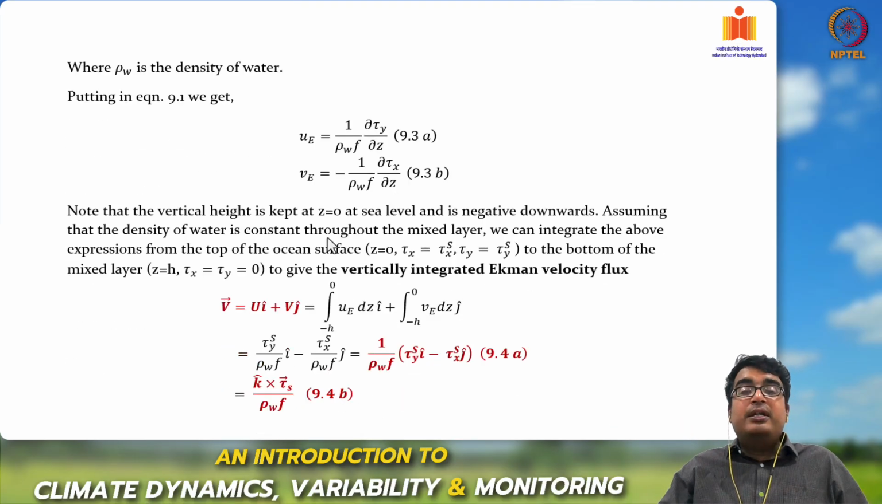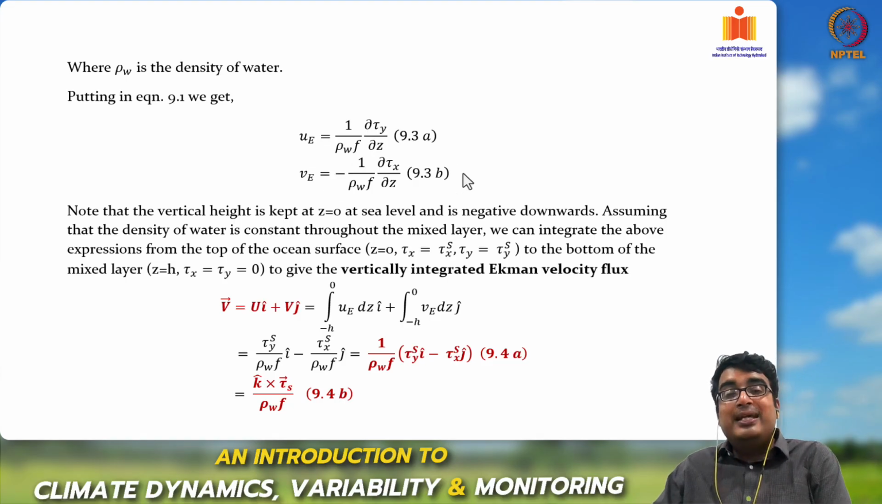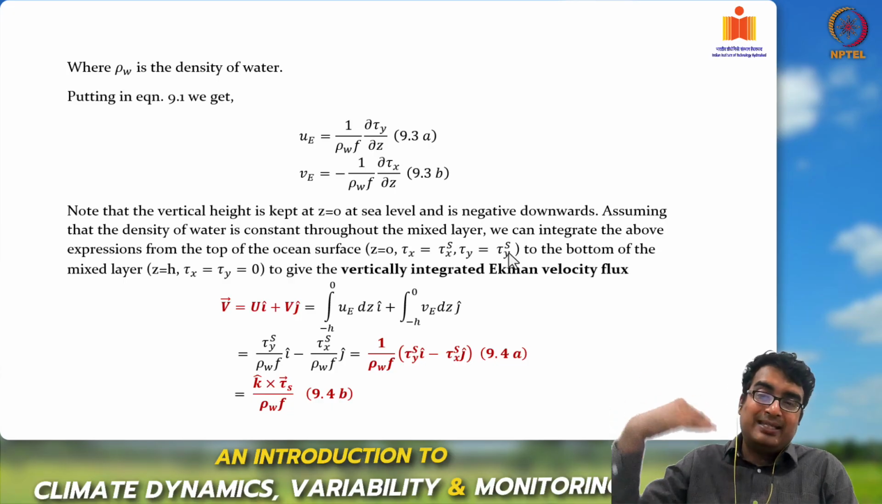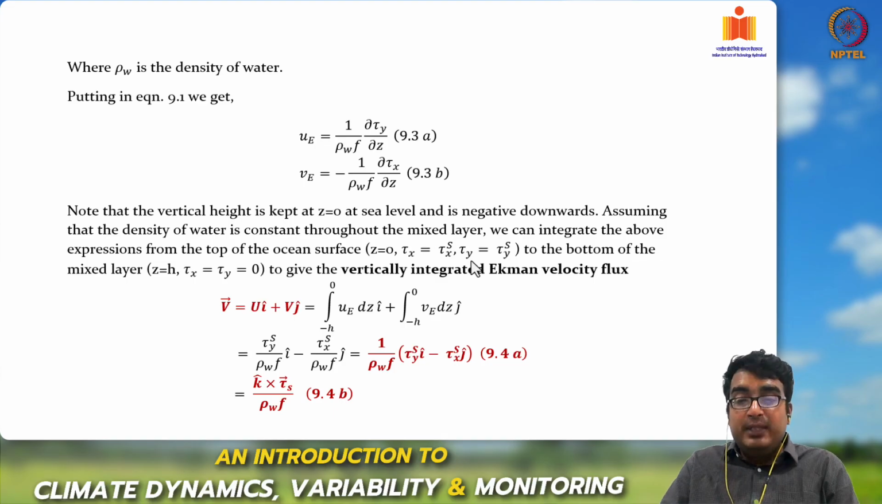Now, the vertical height is kept at z equal to 0 at sea level and is negative downwards. Assuming that the density of water is constant throughout the mixed layer, so we take rho w to be a constant, then we integrate from the top of the ocean surface where z is 0, where the surface shear stress values are tau xs and tau ys, the components at the surface, to the bottom of the mixed layer, which has a certain depth h. At the bottom of the mixed layer there is no shear stress left, so tau x and tau y are 0. So, we start from tau xs, tau ys and get to 0.